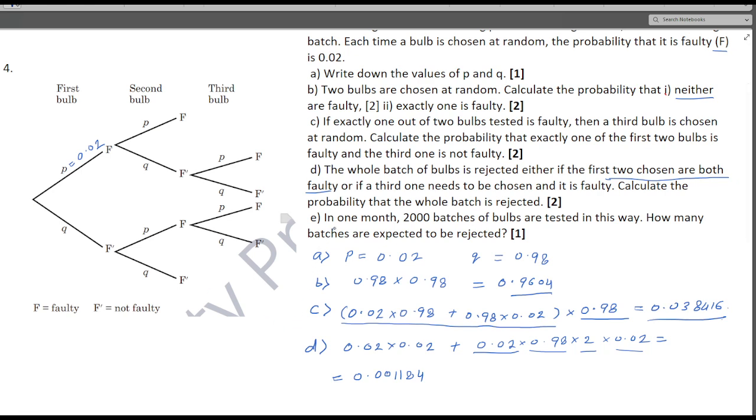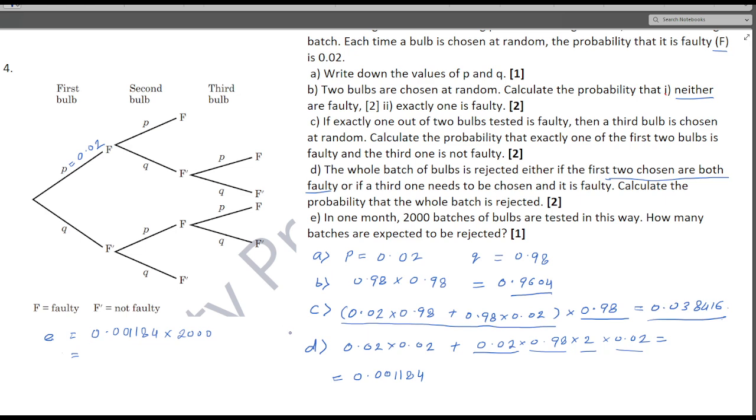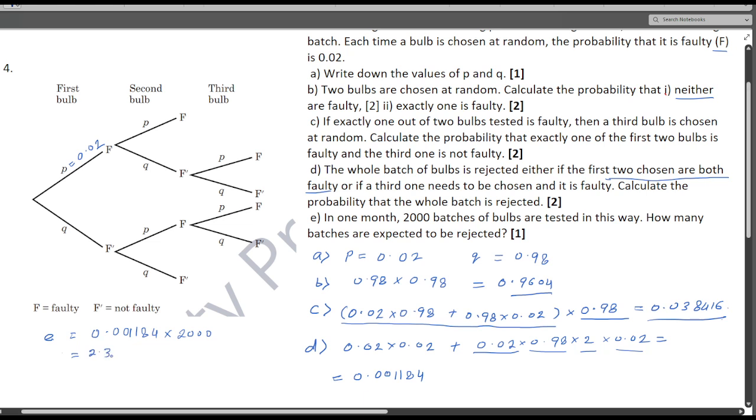Now E. If in 1 month 2000 batches of the bulbs are tested in this way, how many batches are expected to be rejected? So for E, the possibility of rejecting a batch is 0.001184. Now out of 2000 batches, how many will we reject? So we multiply this possibility by 2000 and the result is 2.3. So 2.3 batches we are rejecting, that means 3 batches.